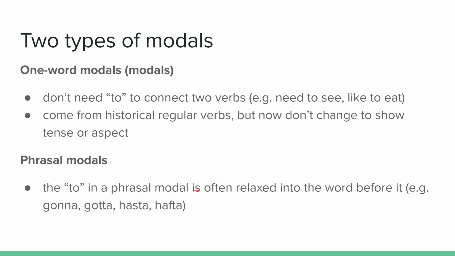And when these are spoken, the "to" is not pronounced clearly. It's often connected or relaxed in pronunciation into the word before it. So, for example, "going to" often sounds like "gonna." I'm gonna go to the store. Or I gotta go to the store. I got to, I had to, or she has to go. She has to go to the store.